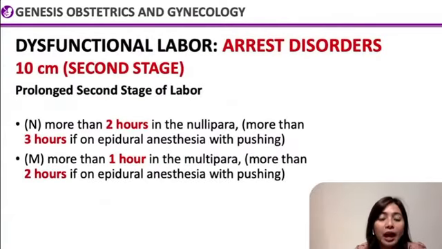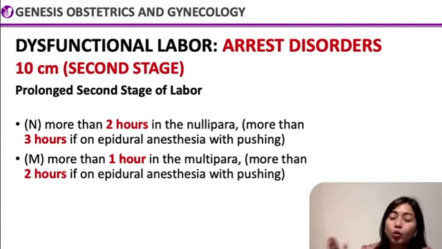So if you're a nullipara, more than 2 hours when you have no epidural anesthesia; you wait another hour if there is epidural anesthesia. So you wait at least 3 hours before you can call a prolonged second stage of labor. For a multipara, it's shorter, just move it back by 1 hour. 1 hour without anesthesia, 2 hours with anesthesia.